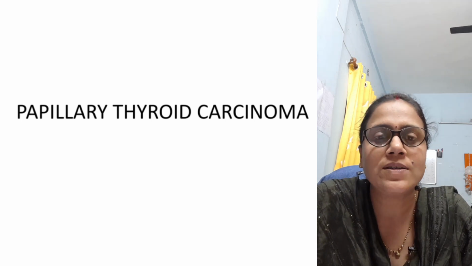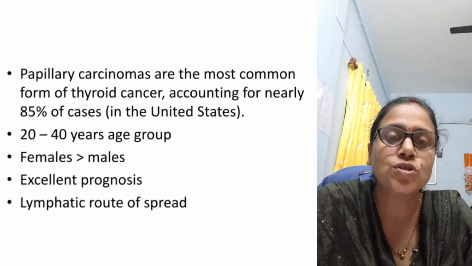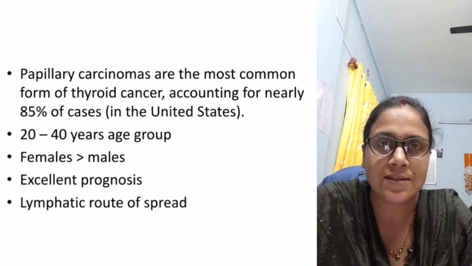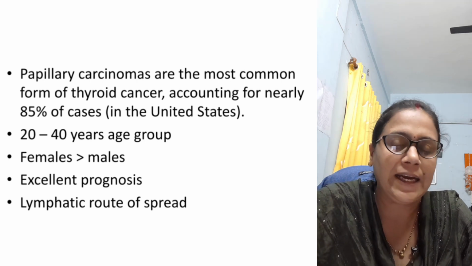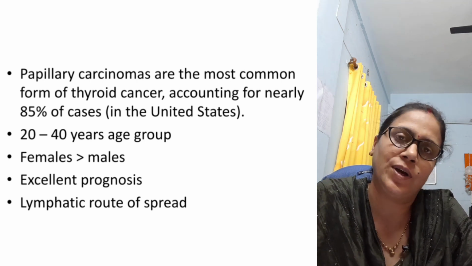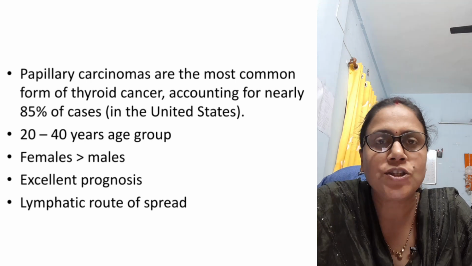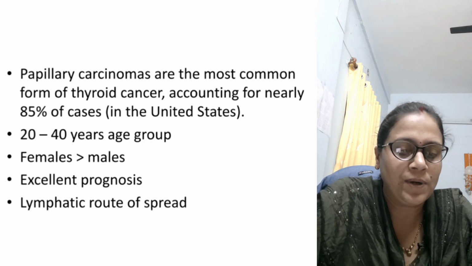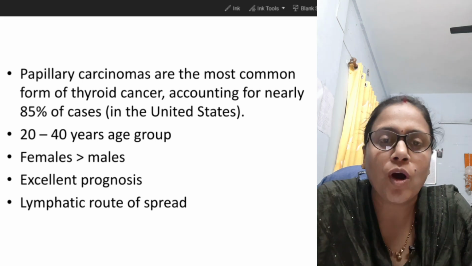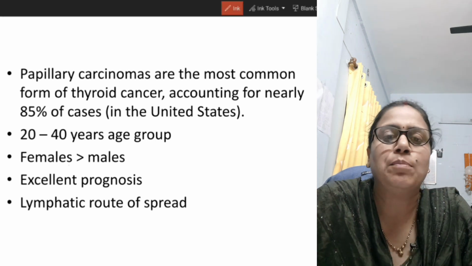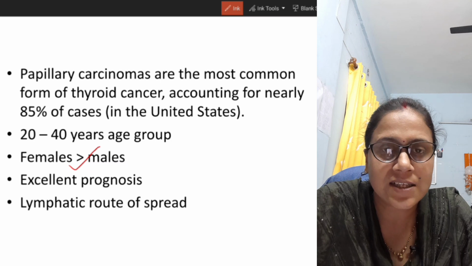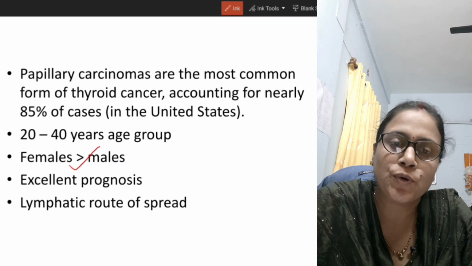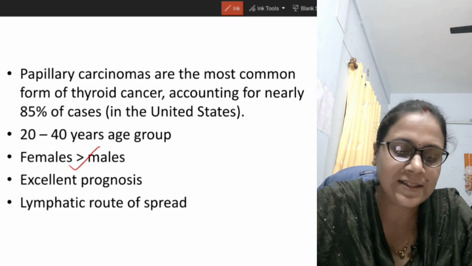Papillary carcinomas, as we all know, are the most common form of thyroid cancers, accounting for nearly 85% of cases of thyroid cancer. The common age group of presentation is 20 to 40 years. Females are more commonly affected than males. The best thing is that they have an excellent prognosis and the route of spread is lymphatic.